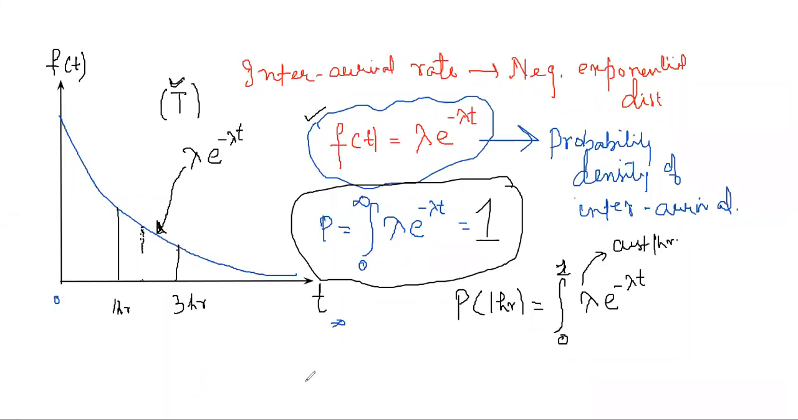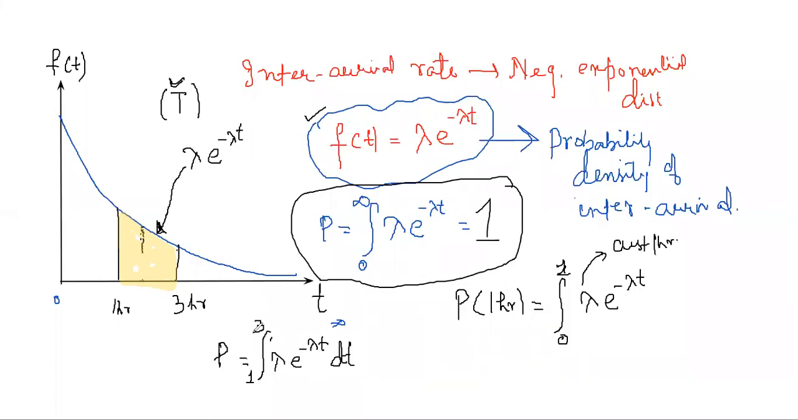Because we don't know what is the inter-arrival time. But what is its probability that it will be between 1 hour and 3 hour? Then this area will give us the probability that the inter-arrival time is between 1 hour and 3 hour. So this will be obtained by the integral of the same function, but the time limits will be from 1 to 3.